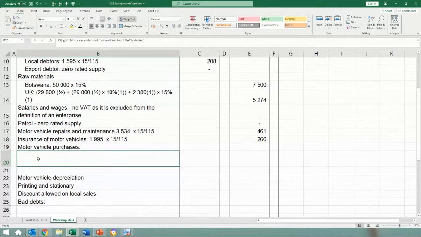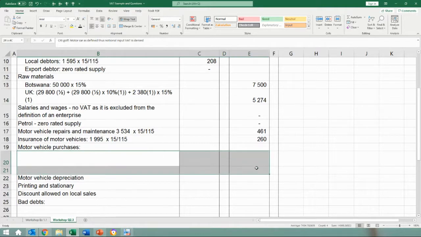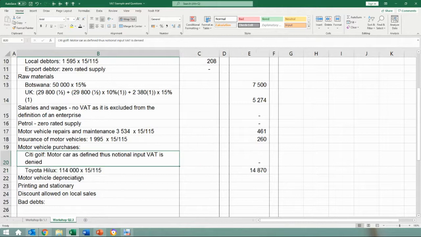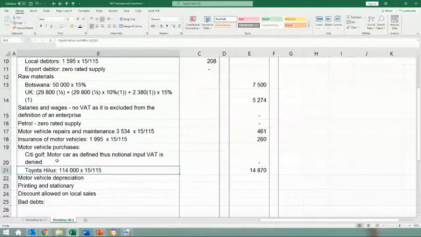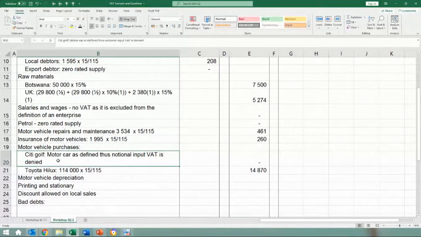And then we add the motor vehicle purchases. Now here you have to distinguish between the 2 cars. So for one, input VAT would be denied, the City Golf, and the other one is the Toyota Hilux. Because the City Golf is a motor car as defined, input VAT is denied. So whether it's normal input VAT or notional input VAT, it doesn't matter. You will not be allowed to claim it.